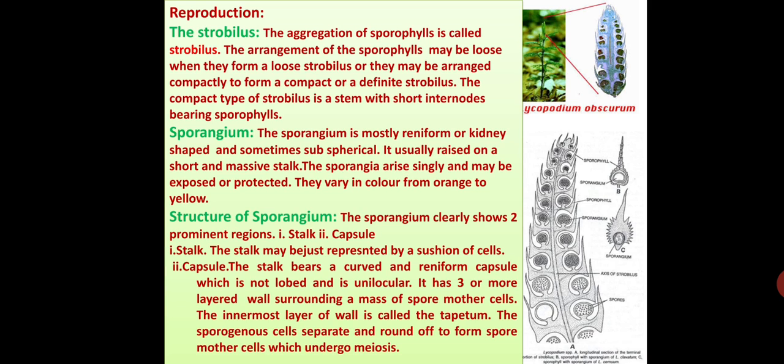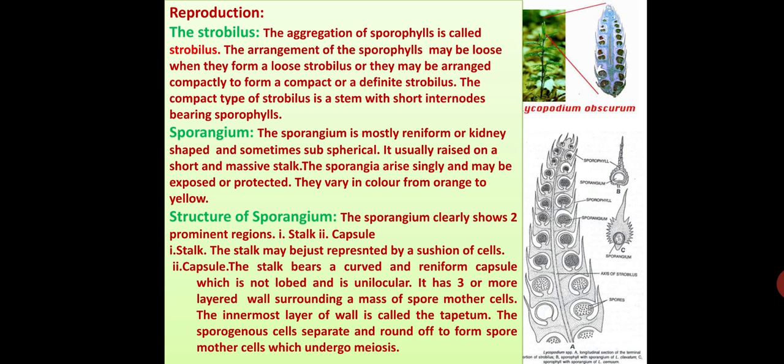Then we discuss the sporangium. The sporangium is mostly reniform or kidney shaped and sometimes subspherical. It usually arises on a short and massive stalk. The sporangia arise singly and may be exposed or protected. They vary in color from orange to yellow. Then we discuss the structure of the sporangium. The sporangium clearly shows two prominent regions: the stalk and the capsule.